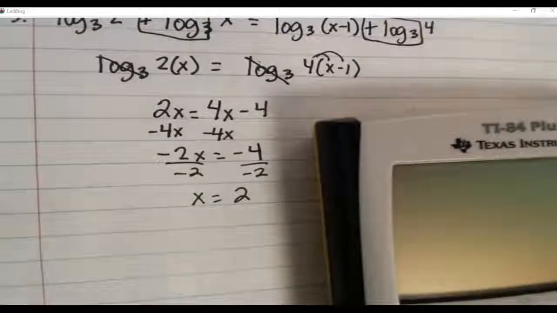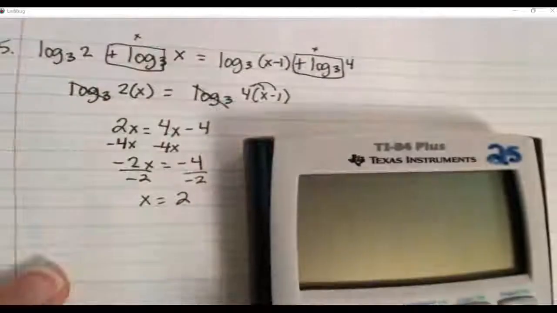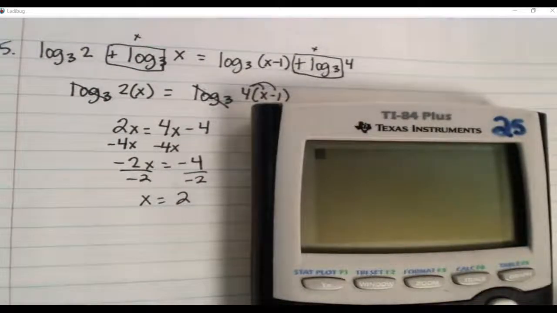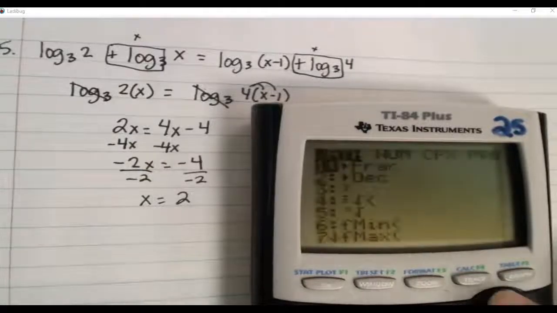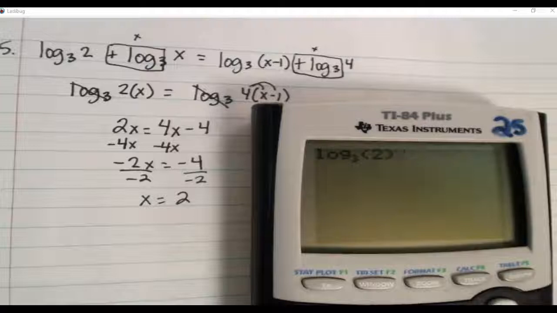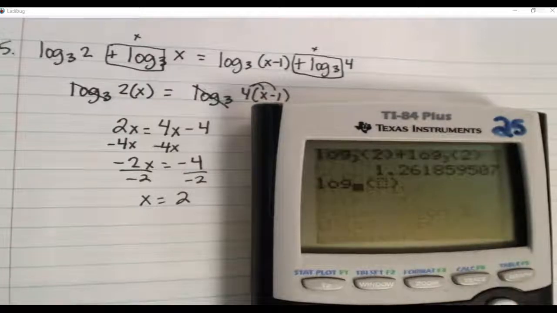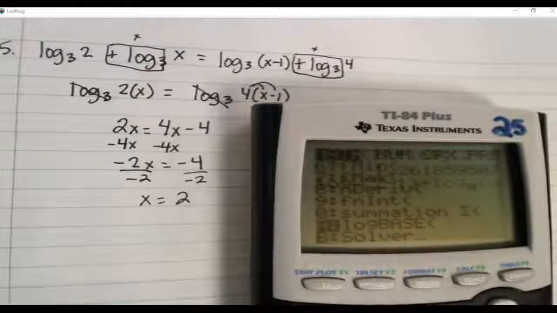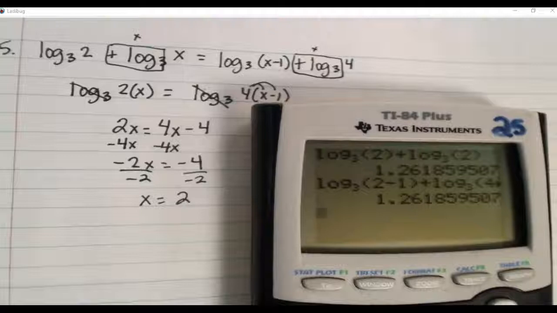So then we do want to plug it back in to make sure that it works. And you can just type all that in at one time. So log base 3 of 2 plus log base 3 of 2 plus log base 3 of 2 again. So on the left we get 1.26. So then over there on the other side, hopefully we get the same thing. And we do, so it works. Questions?